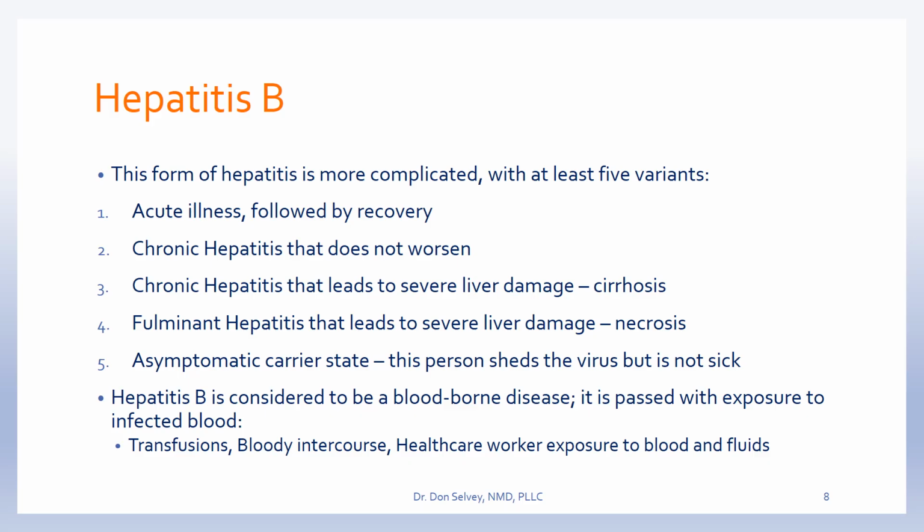The fifth possibility is what's known as an asymptomatic, that is, the patient has no symptoms of illness, but they are shedding the virus in their feces. Sorry, I said that incorrectly. They are shedding the virus into their blood, and anytime that there is a blood exposure, they could be passing this on to someone else. So hepatitis B is then a bloodborne disease. It's not a fecal oral like hepatitis A, and it is passed with exposure to infected blood.